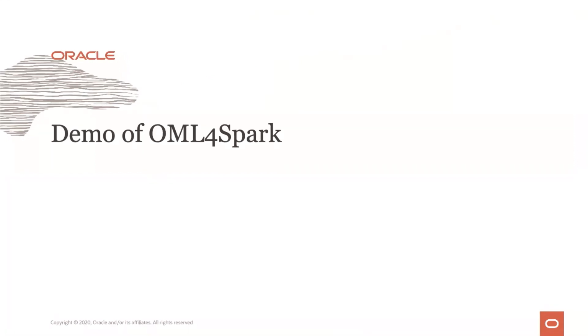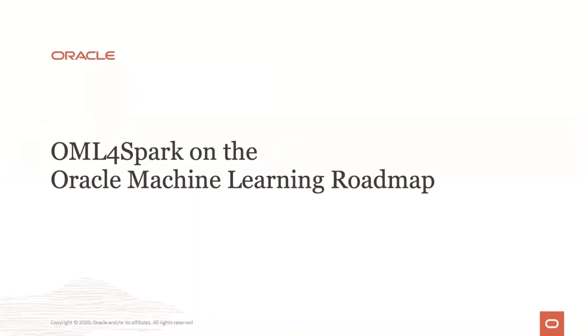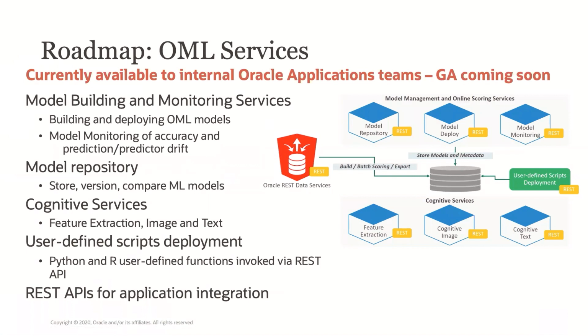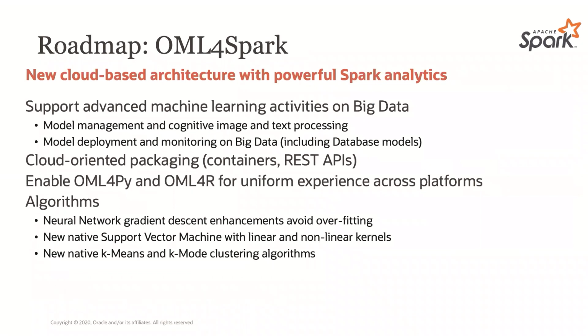What is coming up for our future that we expect? There are a few things. The Oracle Machine Learning Services are coming up. It is already available for some internal teams to work on. But we're going to add the model building and monitoring services. So OML4Spark models are going to be part of that process as well. We are working on developing this new interface. We got new algorithms coming. But mostly we're going to be working on the new Python interface to this.